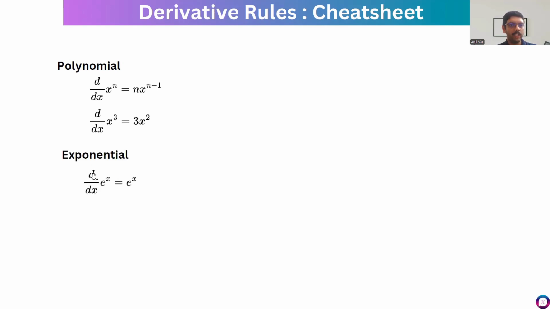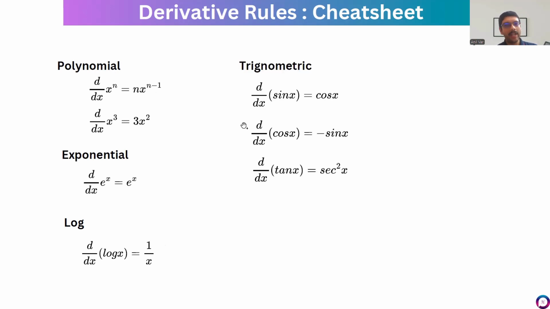For an exponent, it's very interesting. The derivative of e to the power of x is e to the power of x. So, very simple. For a logarithmic function, d by dx of log x is 1 by x, right? Okay. And then there are the standard trigonometric functions. For the others, secant and cosecant and cotangent, you can just use this to derive them. I'm just giving you these. So d by dx of sine x is cos x. Cos x is minus sine x. Tan x is secant squared x.